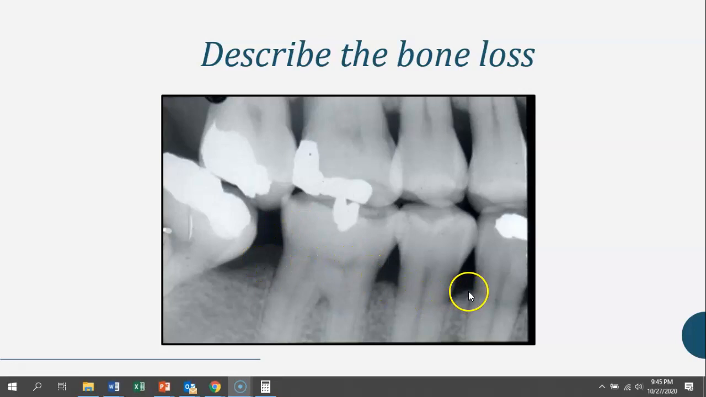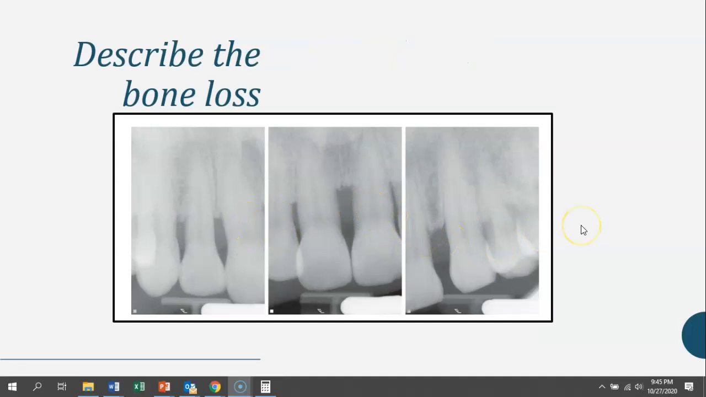So most all of this, even though that looks a little vertical, if you look again, their CEJs are not lined up. So this is actually considered horizontal bone loss. The same with this, the CEJ is here and here. So even though that looks a little angled, it's actually horizontal bone loss. So I would put this person at about an early stage two.